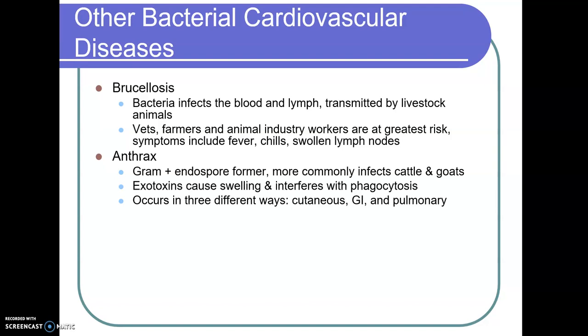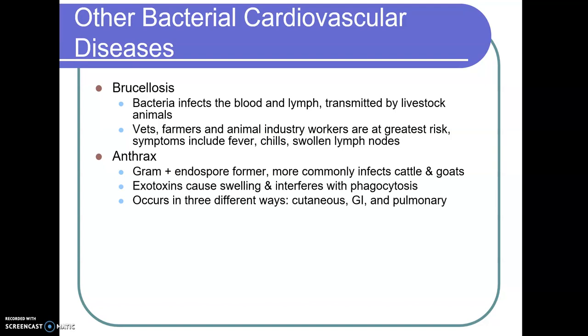So you have cutaneous, you have gastrointestinal, and you have pulmonary. So I want you to read in the book about the 3 different types of anthrax. I'll ask you questions on the test like, what's the most dangerous type? What's the most common type? What's the rarest type? So on and so forth. Okay, so just make sure you read in your book.